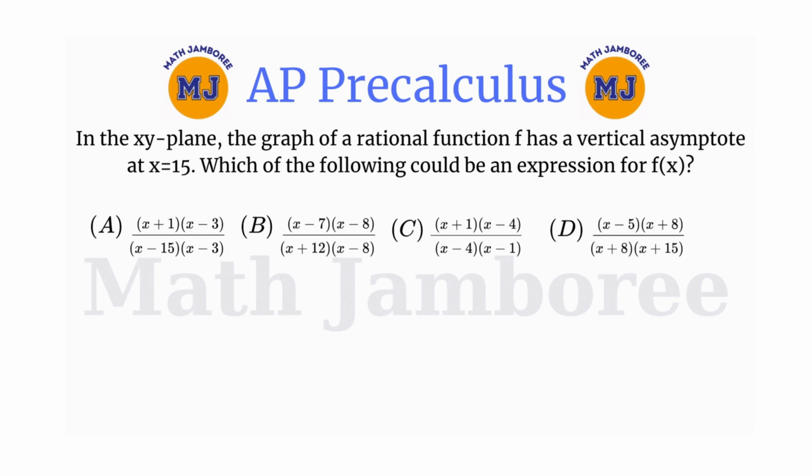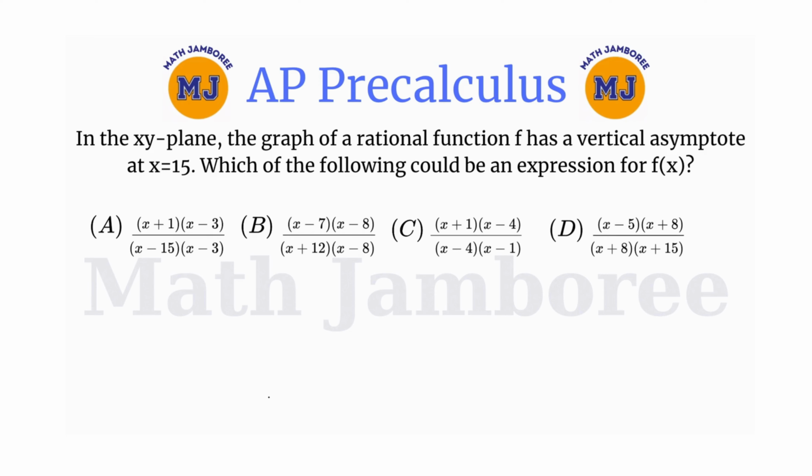In this video, we have another AP Precalculus type of question from the topic of rational function and vertical asymptote. Let's solve it together. In the xy plane, the graph of a rational function f has a vertical asymptote at x equals 15. Which of the following could be an expression for f of x?